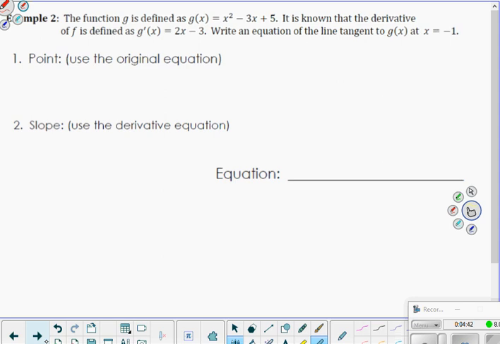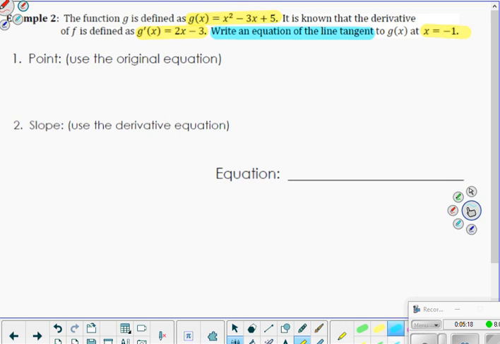The function g is defined as g of x equals x squared minus 3x plus 5. It is known that the derivative is defined as g prime of x equals 2x minus 3. Write an equation of the tangent line to g of x at x equals -1. So information given, see if you can highlight it. What was the task that we're supposed to be doing? We're going to write the equation of the tangent line.